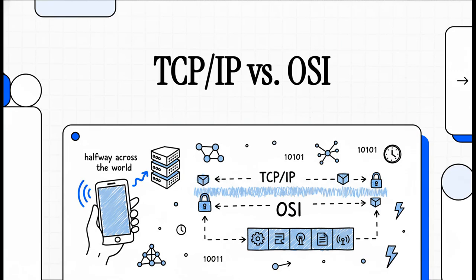Have you ever really stopped to think about how you can watch a video streamed from a server halfway across the world on your phone while you're on a bus? I mean, it feels like pure magic, but it's actually all made possible by a set of invisible rules that run the internet. So, let's dive into the two most important rulebooks, TCP/IP and the OSI model.